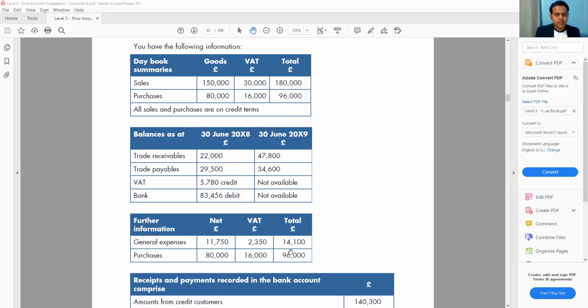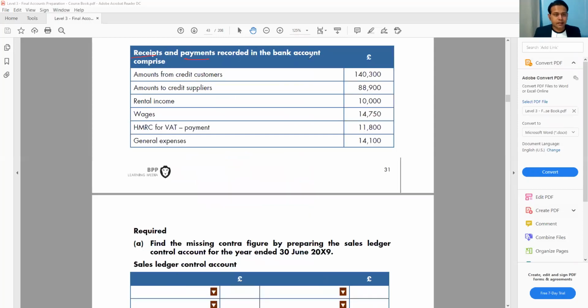At the bottom, we can see some movement from the bank. We said receipt and payment recorded in the bank. Amount from credit customers, we received 140,300. We paid to our credit suppliers 88,900. Rental income, we received 10,000. Wages, we paid this one. HMRC, we made a payment of 11,800. General expense, we made a payment of 14,100. This is the information we have.